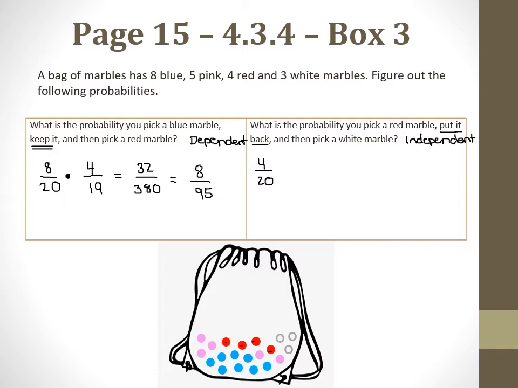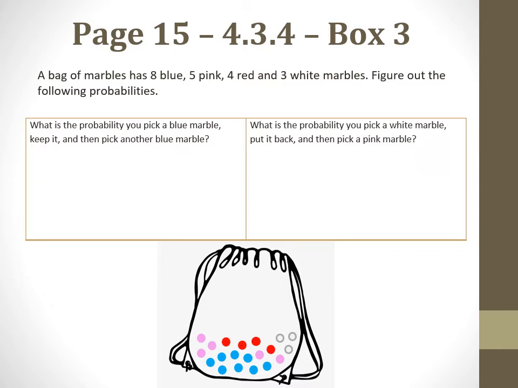And then, since I put the red marble back in the bag, there are still 20 in the bag to choose from. And if we're looking to pick a white marble, there are 3 of those. So that would be a 3 out of 20 chance. So multiplying those together, 4 times 3 is 12. 20 times 20 is 400. And those are both divisible by 4, which gives me a 3 out of 100, or a 3% chance that you'll pick a red, put it back, and then pick a white.